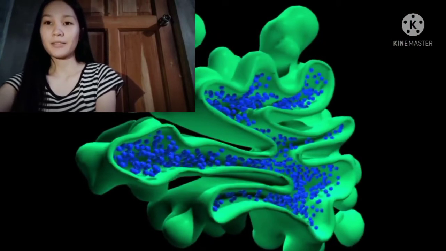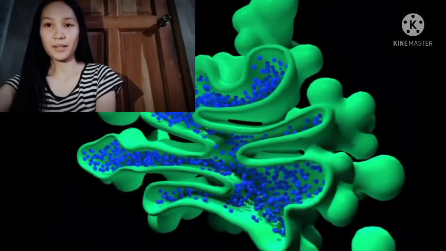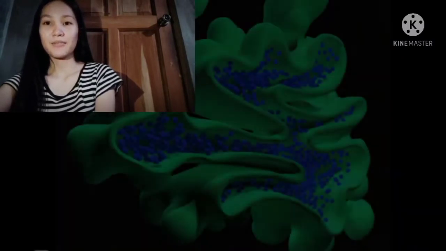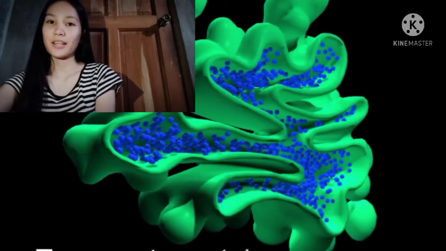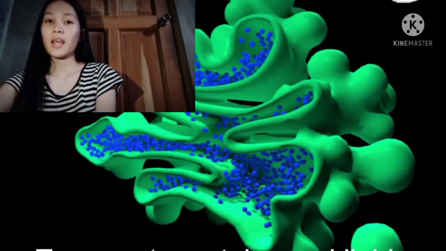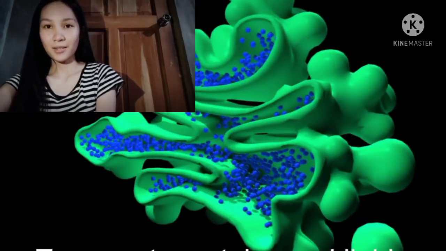The Golgi apparatus is responsible for transporting, modifying, and packaging proteins and lipids into vesicles for delivery to targeted destinations. The Golgi apparatus was observed in 1897 by Italian cytologist Camillo Golgi.